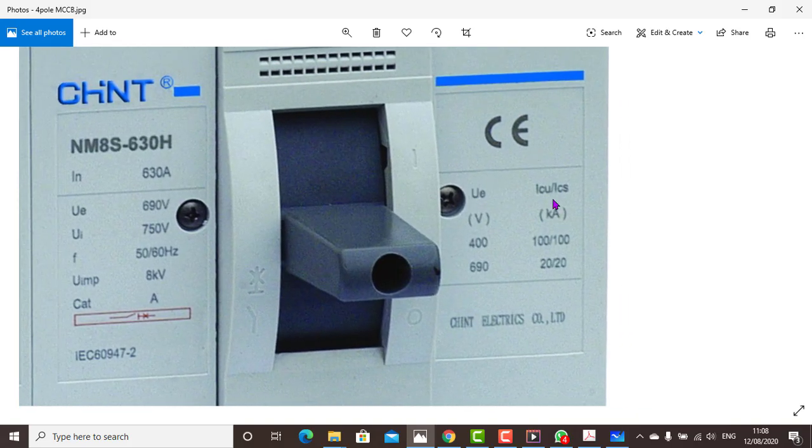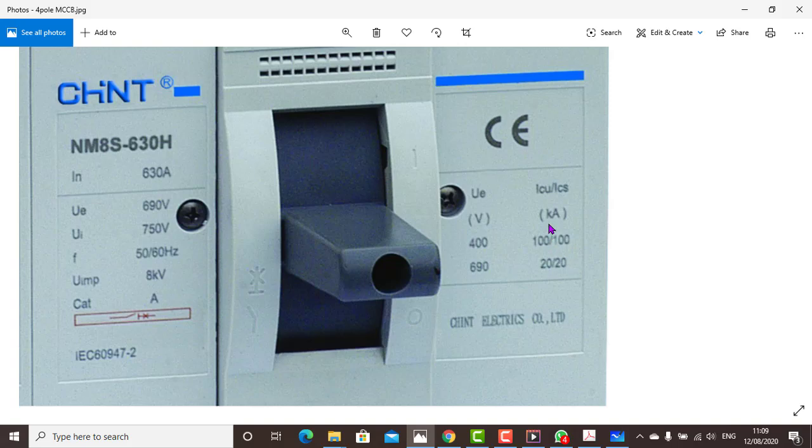Okay, here is customer data. The voltage the customer has required is 400 volts, but it can go up to 690. That's what it means, just like what you saw here. Then the short circuit current is 100 kiloamps at 400. The ultimate short circuit current ICU and the service short circuit current ICS are always equal at all times. So for 400 it's 100 kiloamps. For 690 it's 20 kiloamps.